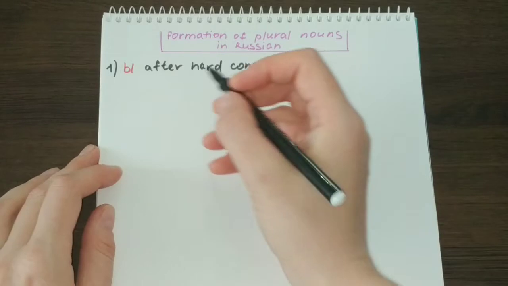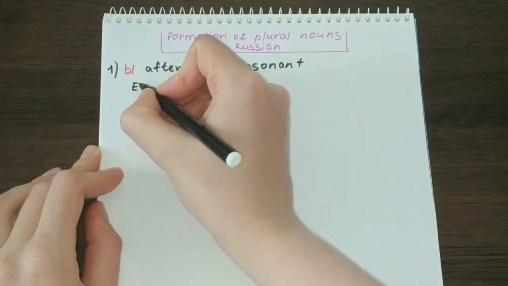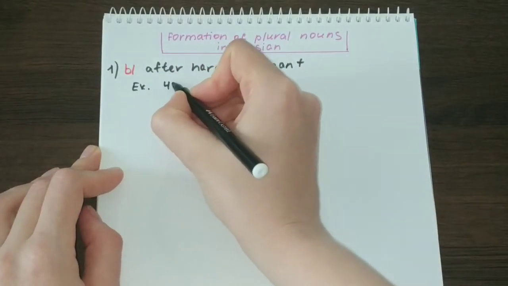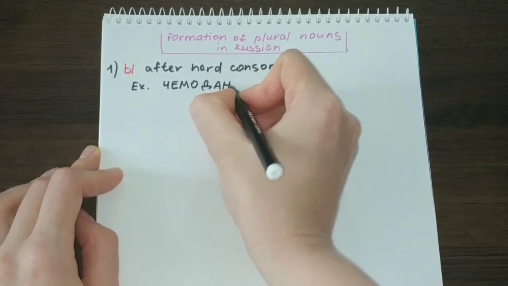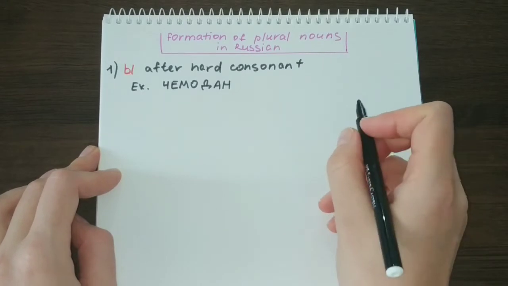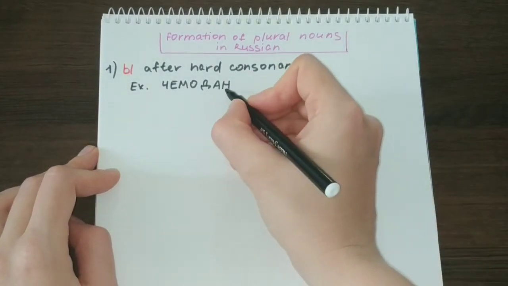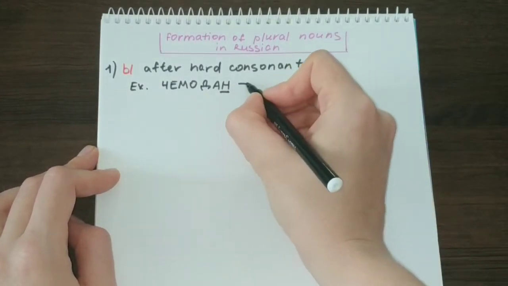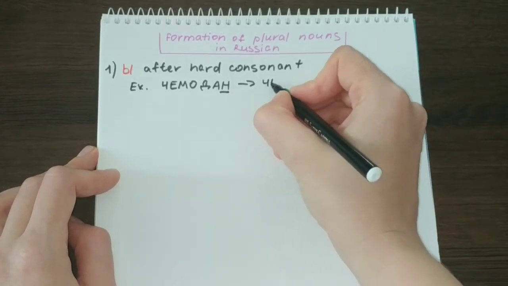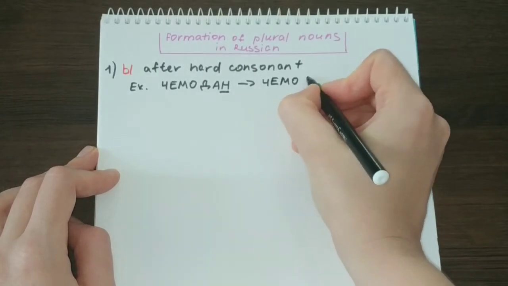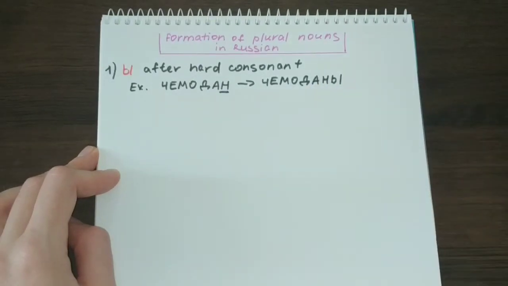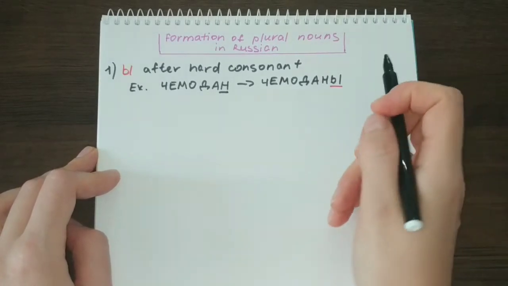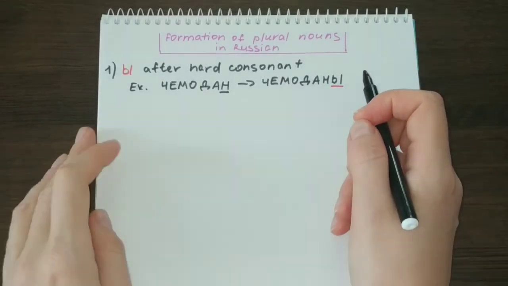Let us see some examples, of course. For example, this word чемодан, which means suitcase. It ends in the hard consonant N. So we make a plural form of it by adding the "y" ending, and it will be чемоданы. Чемодан, чемоданы, suitcases. It is a noun of masculine gender because it ends in a consonant.